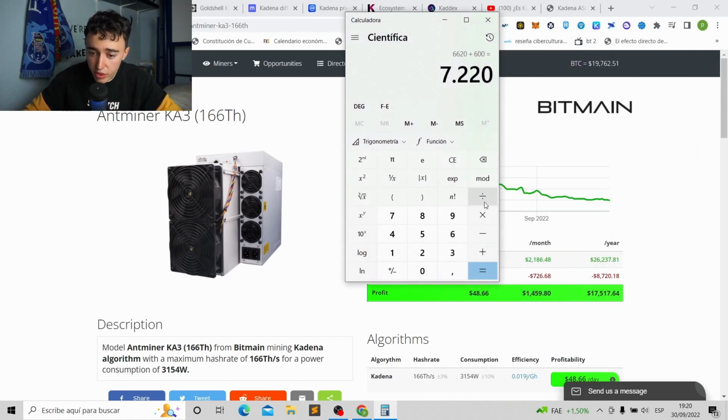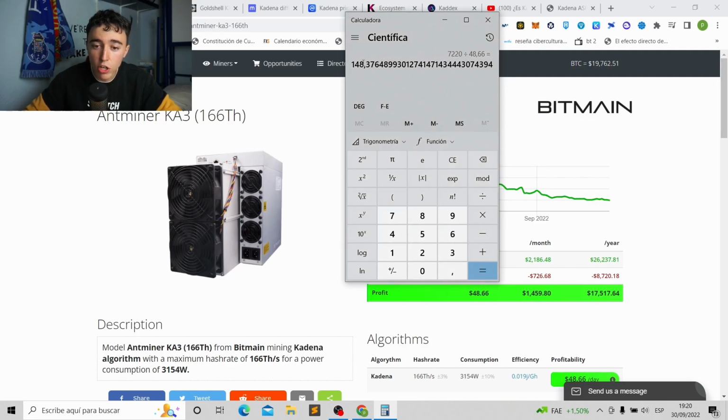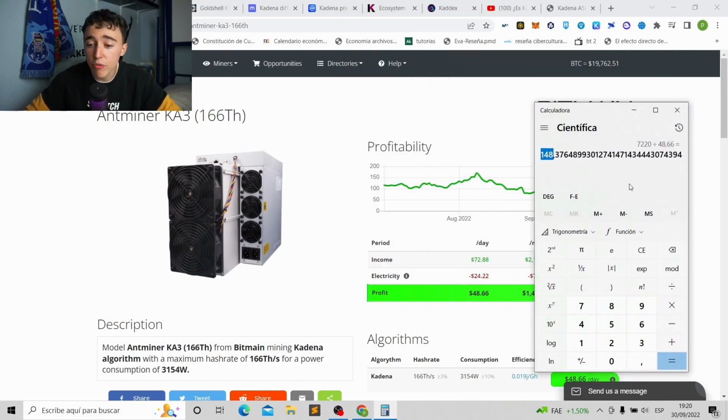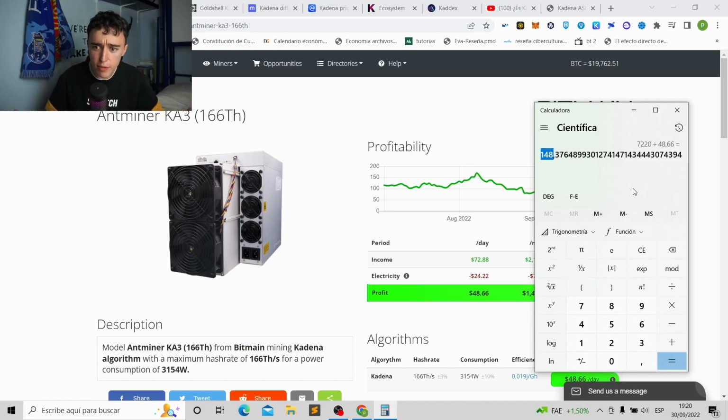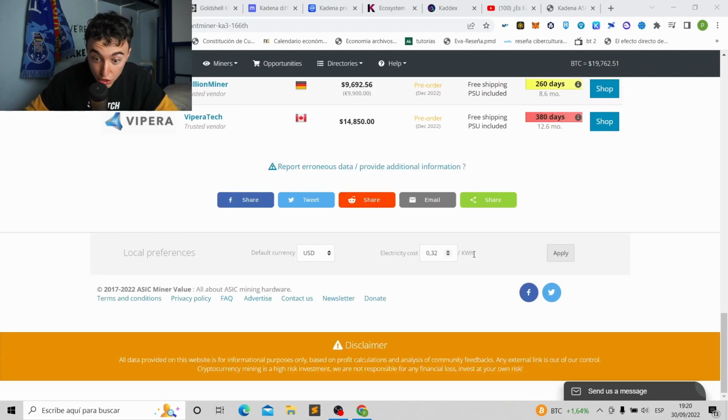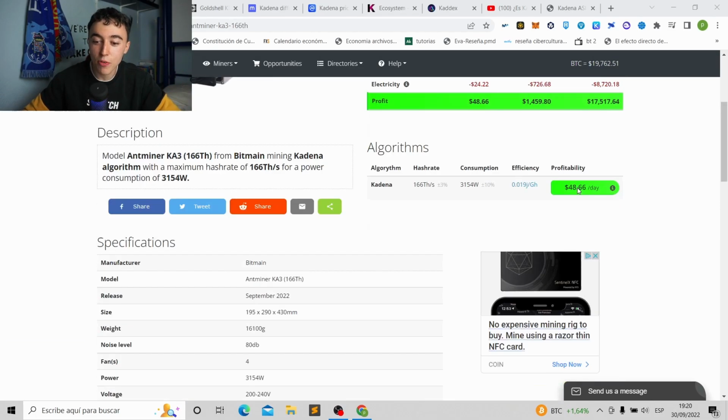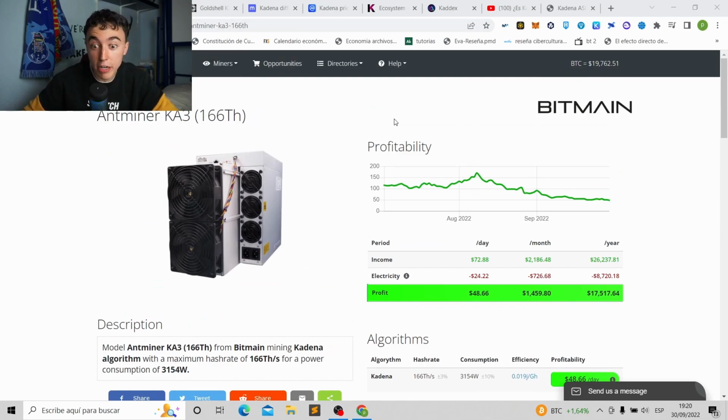Even with that, if you divide that by 48 with 66, which is what it makes right now, you will get your money back in 148 days. What the hell? That's crazy. It looks like a Ponzi, to be honest. So, why is it so cheap? Why are people like me selling it so cheap? What is going on, right? Why so profitable, even if you are paying electricity at 0.32, which is literally madness, when if you pay that electricity with any other miner, you don't make anything.